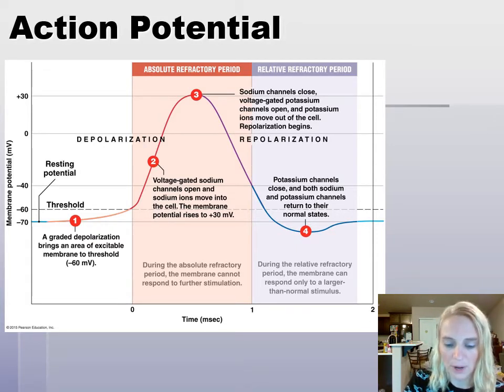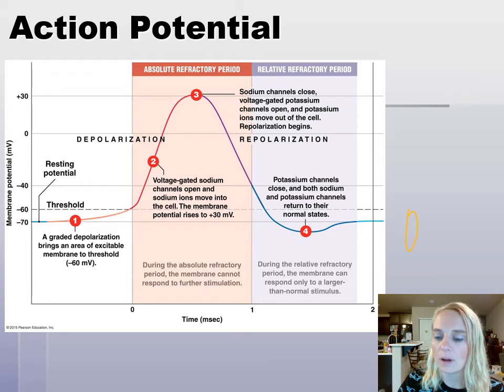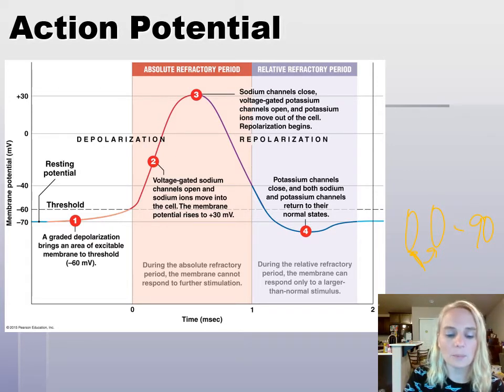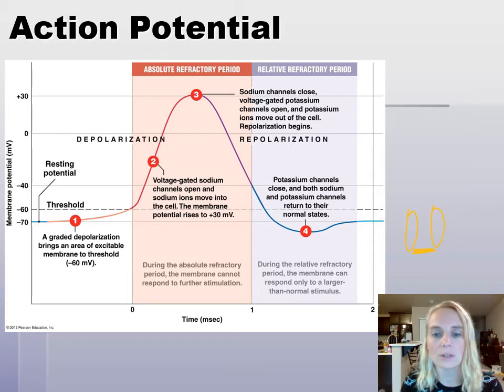So I'll just kind of recreate what was happening. As this gate is slowly closing, we get a hyperpolarization and it goes all the way down to negative 90 millivolts, because potassium will continue to leak out until it reaches negative 90. And by the time we reach negative 90, the gate is completely closed. No more potassium is leaking out.